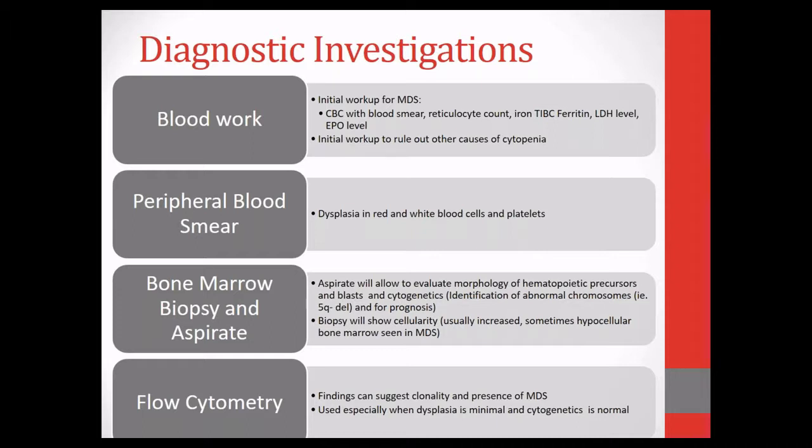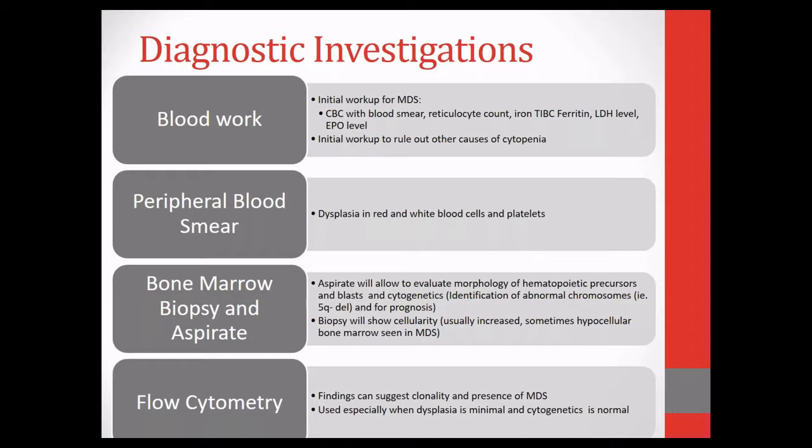Patients must also undergo a bone marrow biopsy and aspirate to evaluate the morphology of the hematopoietic precursors and blasts, as well as cytogenetics, or identifying abnormal chromosomes, which will be helpful for prognosis. The biopsy will show cellularity, so it will show that our bone marrow is hypercellular with an increasing number of immature stem cells in our bone marrow. Sometimes our bone marrow can be hypocellular as well.